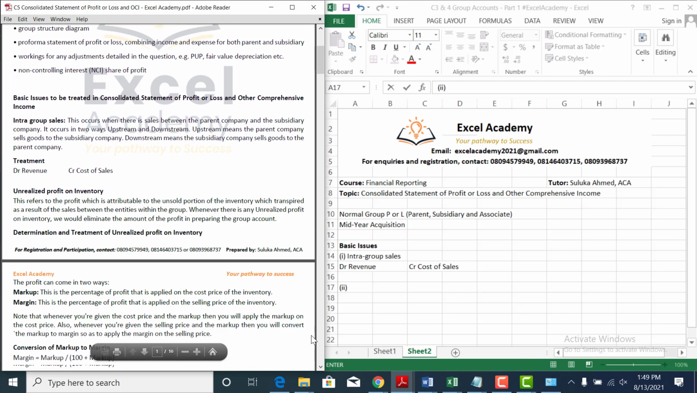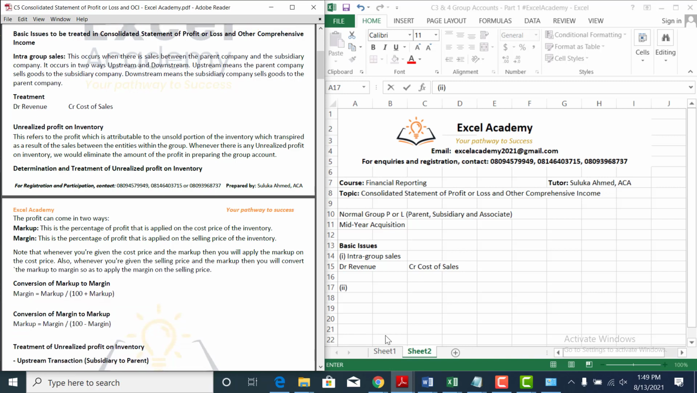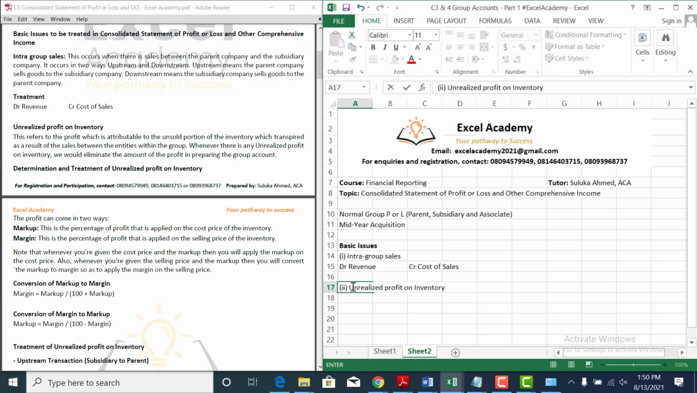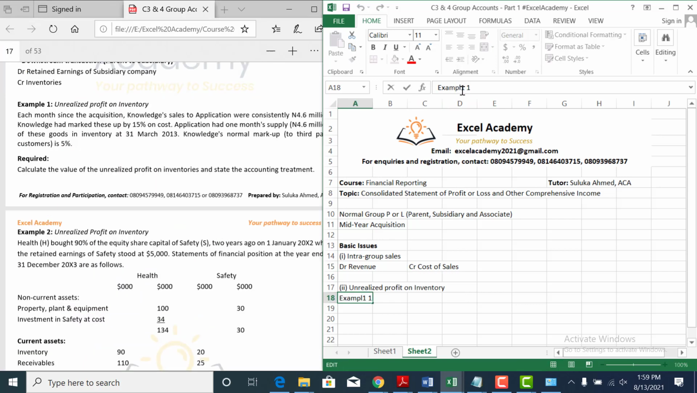Roman figure 2 is that the intra-group sales will give rise to unrealized profit, right? And unrealized profit, the way we treat it, it can be in two ways, right? It can be upstream or downstream. It involves converting markup to margin and converting margin to markup.